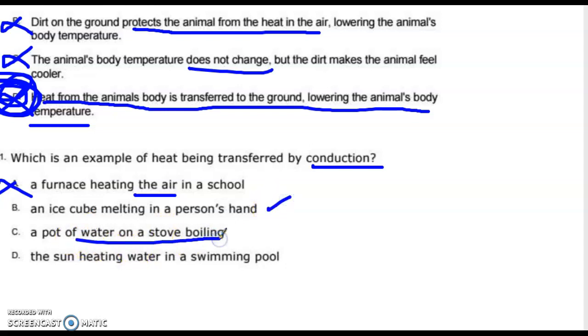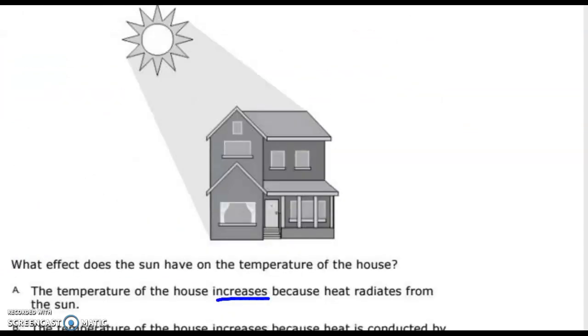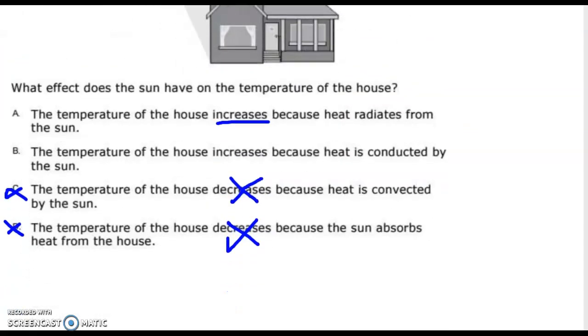Pot of water boiling is convection. Sun heating the swimming pool is convection or radiation. All right, now we're back to the sun heating the house. Apologies for skipping 2. We know that the sun does not decrease the house's temperature. That doesn't make sense. If you've ever been in a car on a summer day, you know that the temperature certainly does not decrease.